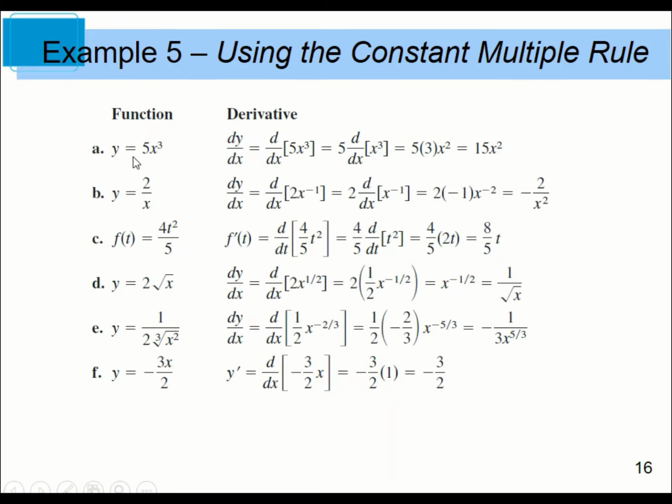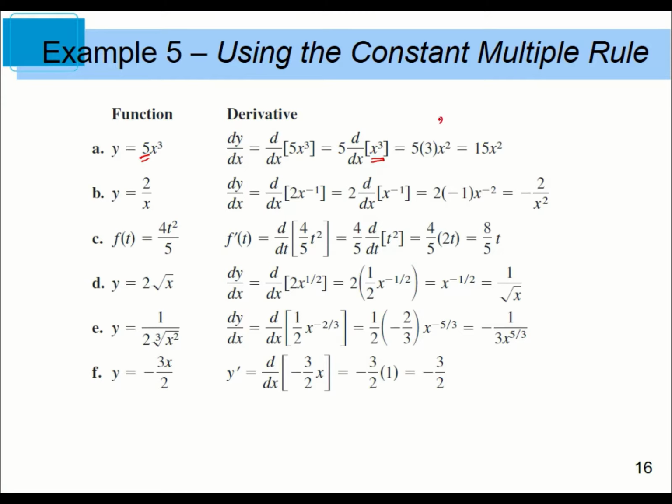First, y equals 5x to the power of 3. As we can see here, the 5 is a number multiplying x to the power of 3. So what do we do when we differentiate? We are going to differentiate x to the power of 3 only. The 5 we are not going to differentiate, we just put it aside. So when we differentiate x to the power of 3, first the 3 we are going to bring down to multiply.